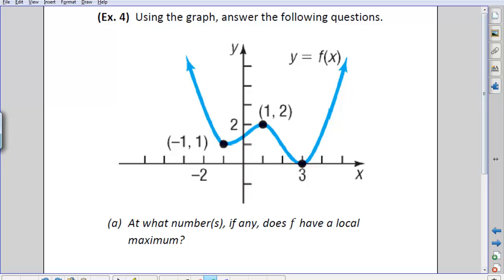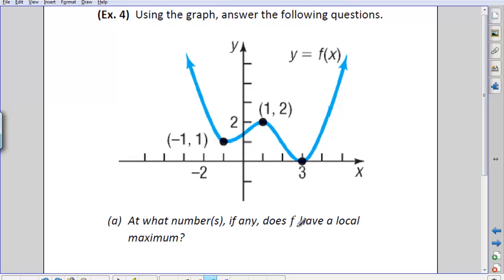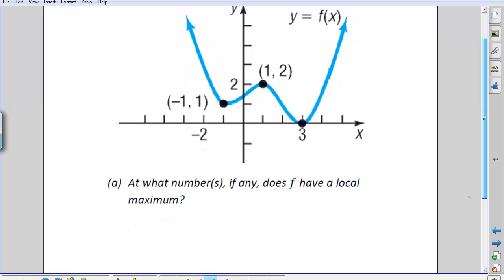So, first question for this graph, at what numbers does f have a local maximum? So in other words, where do we have a local maximum? Well, this little peak right here is a local maximum. So where is that taking place? That x value, x equals 1, is where that local maximum is.